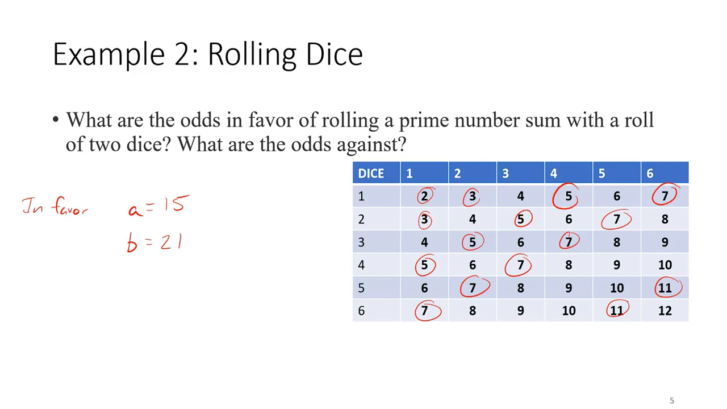So we can write the odds in favor as a fraction, A over B, or 15 over 21, and we can simplify that. We just divide them both by 3, 5 over 7. To write the odds against, well, it is just B over A, or 21 over 15, which in this case is 7 over 5. And so the odds in favor of rolling a prime number sum when you roll 2 dice are 5-7, and the odds against rolling a prime number sum are 7-5.